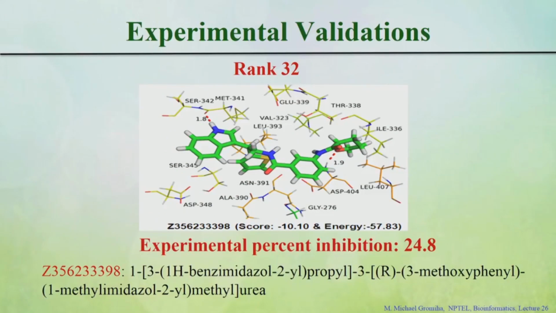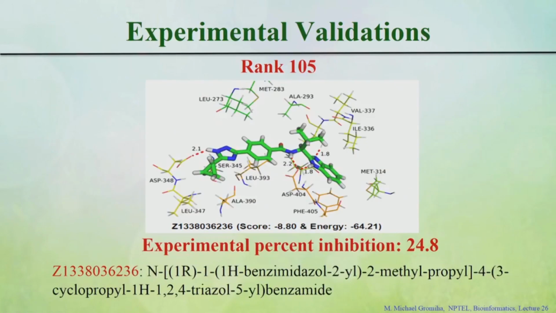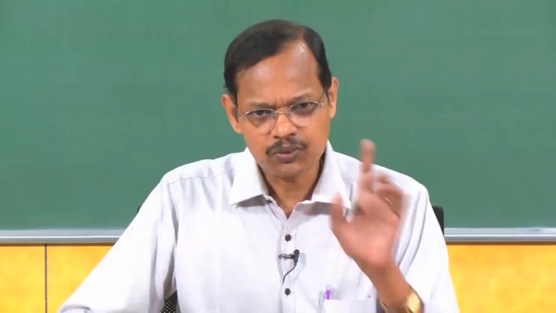Then this is another one, rank 32. Here the inhibition rate is 24.8%. You can see the types of interactions, and this is the ligand and how it interacts with the amino acids in the protein. This is another one, rank 105, also with inhibition of 24.8%, and here you can see the electrostatic interactions as well as the hydrogen bonds and other hydrophobic interactions for this particular ligand. Here the score is minus 8.8 and the energy is almost similar, minus 64.21 kilocalories per mole, right. So, now this is one step.